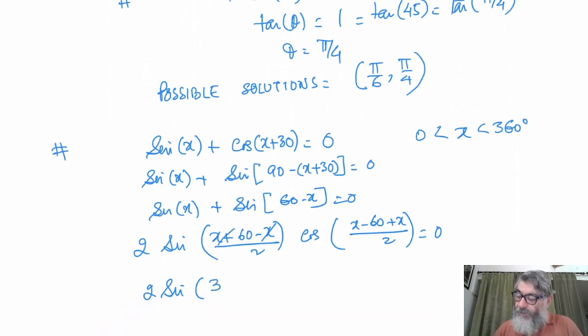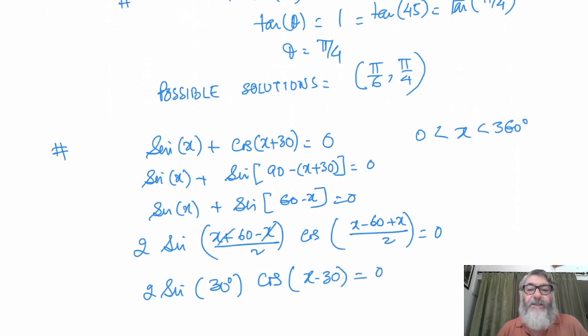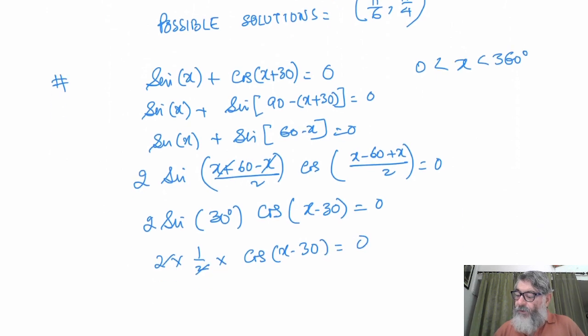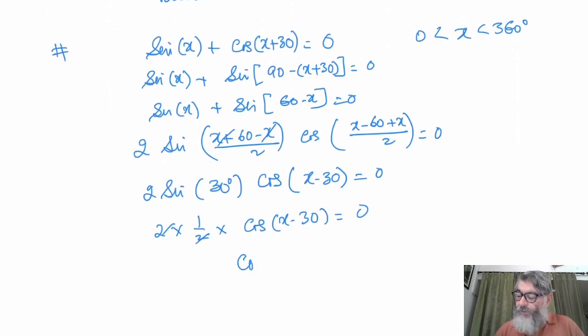It will come sine 30 and cos x minus 30 will be equal to 0. 2x minus 60, 2x divided by 2 will give you x, and 60 divided by 2 will give you 30. Now 2 sine 30 is 1, we know. Cos x minus 30 is equal to 0.